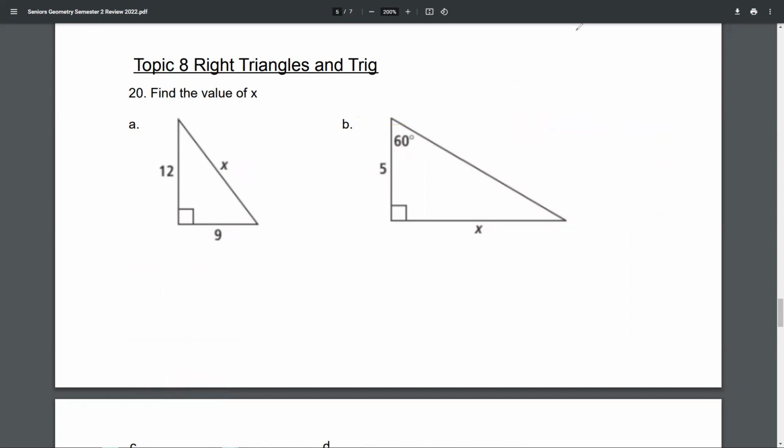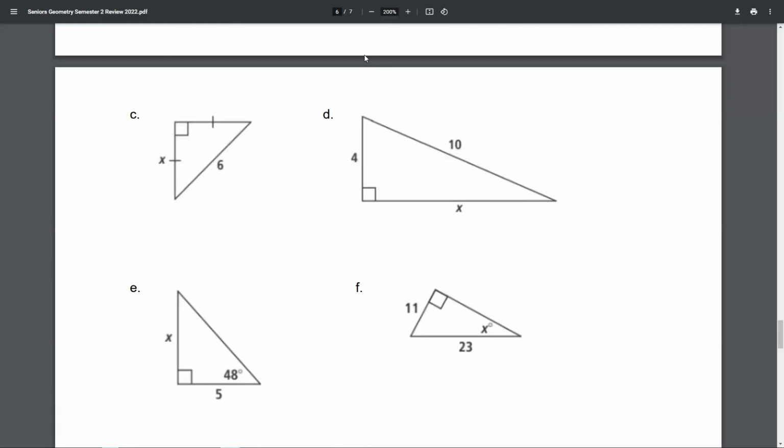All right, next two, C and D here. So on this one, the two sides are congruent. So it's isosceles, so you can put the x here as well. Okay, and then we can do the Pythagorean theorem, x squared plus x squared equals 6 squared. Or if you wanted to, since this is an isosceles triangle, these two angles have to be 45 degrees. So you could do a special right triangle, 45, 45, 90.